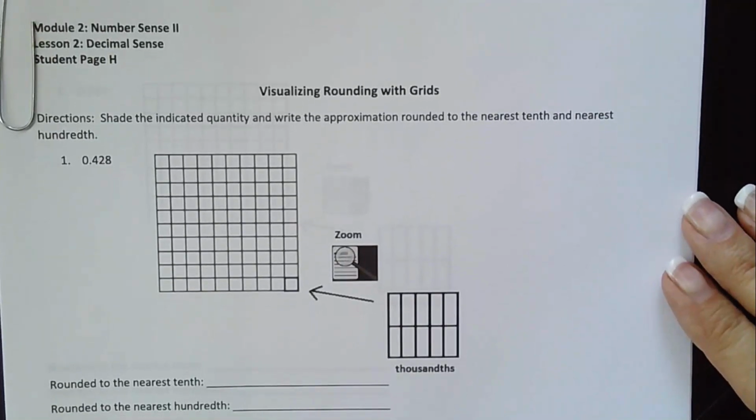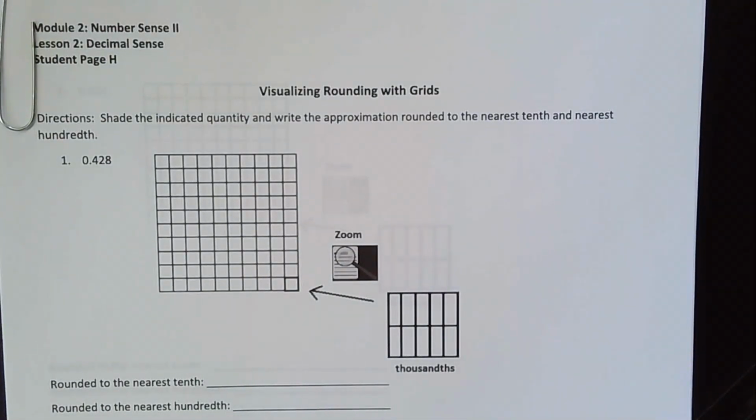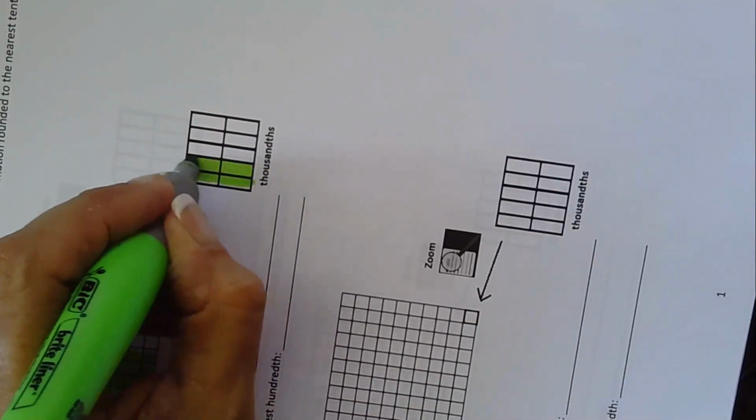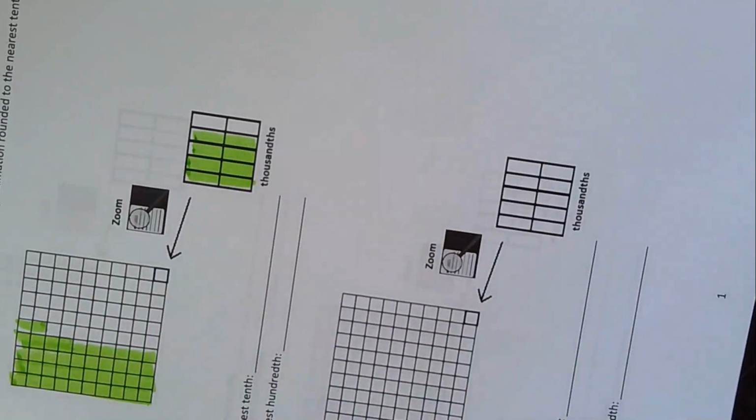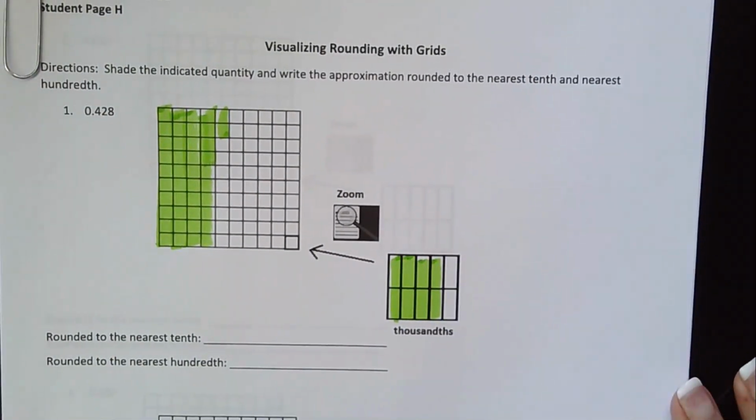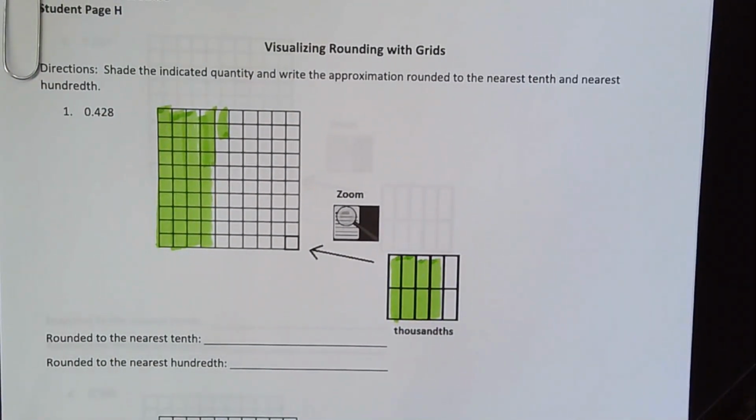So visualizing rounding with grids. 428 thousandths. So that means 4 strips, 2 squares, 8 thousandths. And when I'm rounding decimals, I actually like the underline method because it's basically hard to miss.